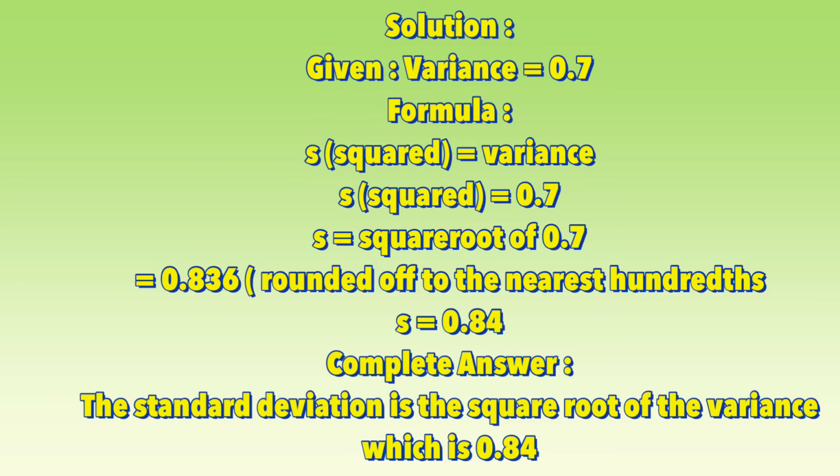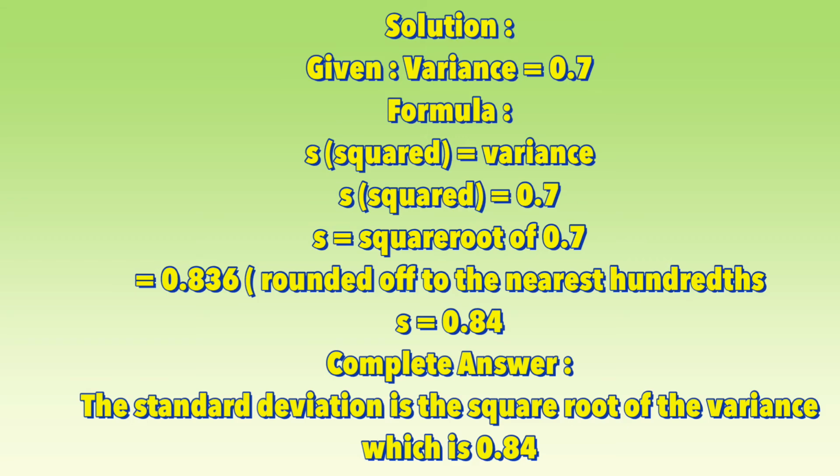Our formula is s squared equals variance. Then s squared is equal to 0.7, the value of the variance. Then we're going to find the square root of 0.7, and the result now is s equals 0.836, rounded up to the nearest hundredth. It becomes s equals 0.84.